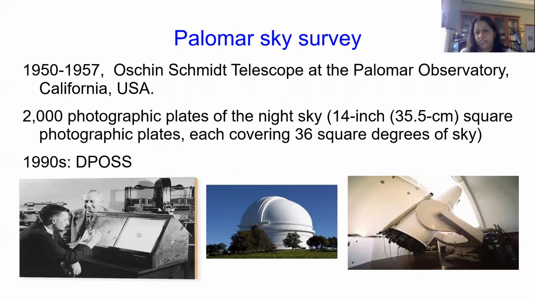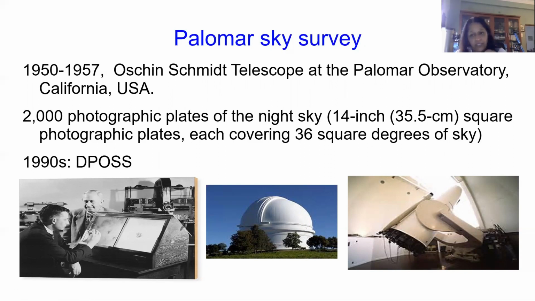Now we're going to jump in time, and one of the earliest sky surveys where people tried to study the whole sky was done by Palomar. At Mount Palomar, you have a telescope, and what they did is they used photographic plates, which you can see over here, which have a size of about 14 inches square, right? And using 2000 photographic plates, they covered the entire sky, okay? Each plate would cover 36 square degrees of sky, and using that, they got observations of the whole sky.